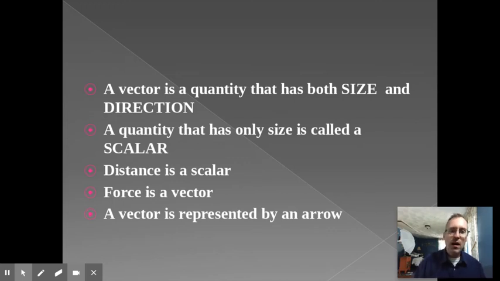Distance is a scalar. Distance is how far you go. So 3 miles is a scalar quantity, and that makes sense. How far did you walk? Well, I walked 4 miles today. Okay, that makes sense. Now, we'll get into this later: there's a vector analog to distance called displacement. A displacement is a distance with a direction to it, which makes sense in navigation terms.